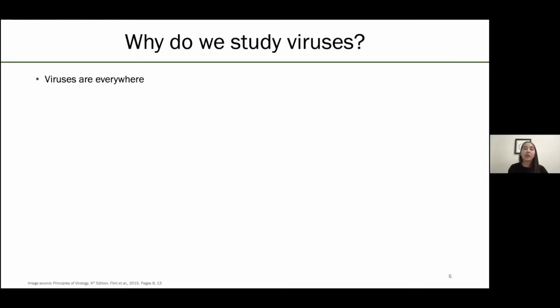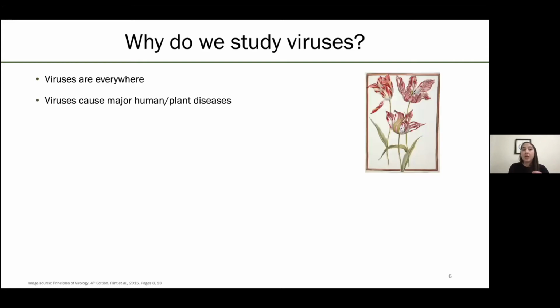And so, like I said, they infect all cellular organisms. They are the major cause of human and plant diseases. The best example is what we're experiencing right now with the COVID-19 epidemic. But we also have very famous viruses like poliovirus, HIV, foot and mouth disease virus, even potato virus Y, which have caused major epidemics in our food production systems.